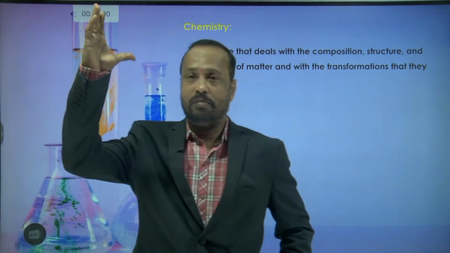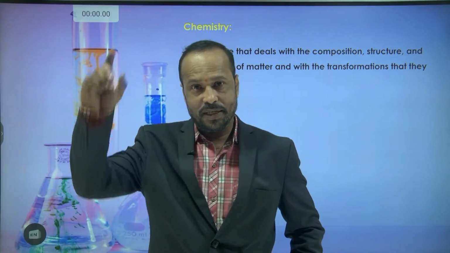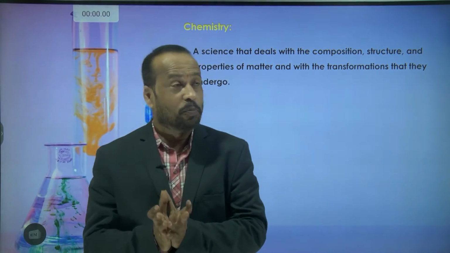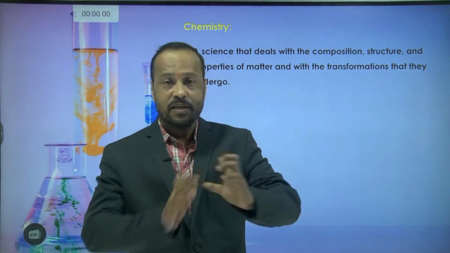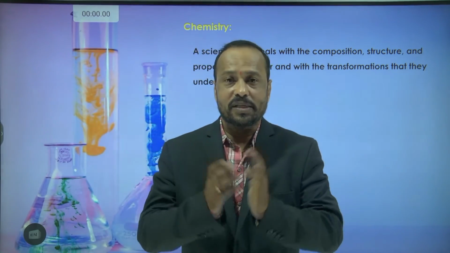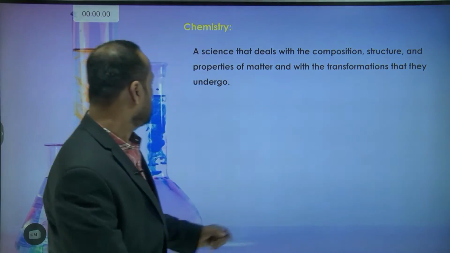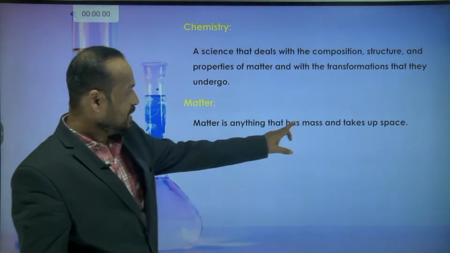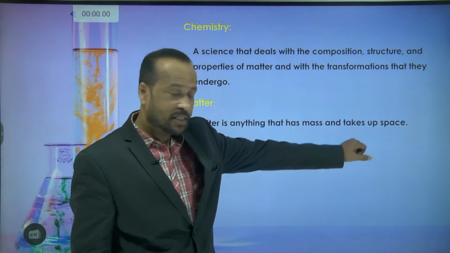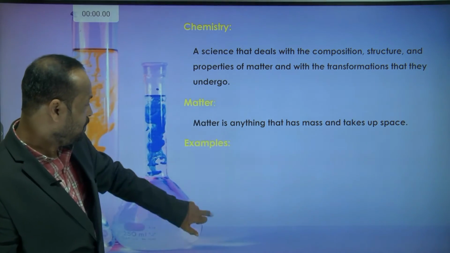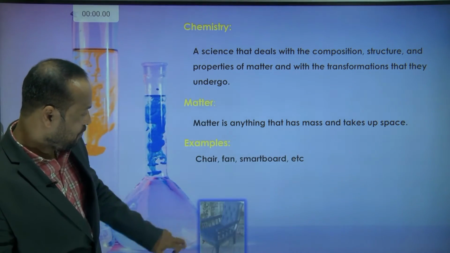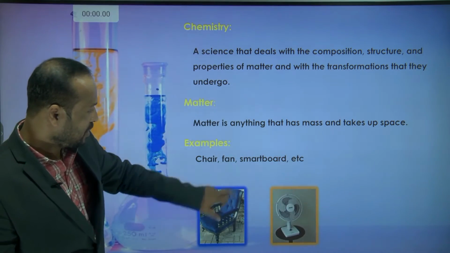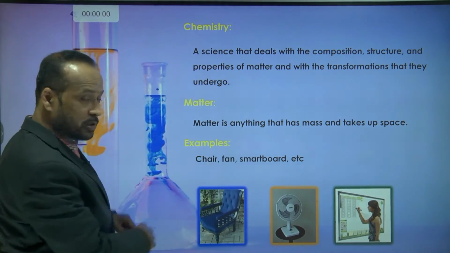So here I have a bulb, light. This comes under matter because it has mass and occupies space. See here, AC. That is also matter, which has mass and occupies space. So these all are matter. Matter is anything that has mass and takes up space. What are the examples? Chair, fan, and even a smartboard is also matter.